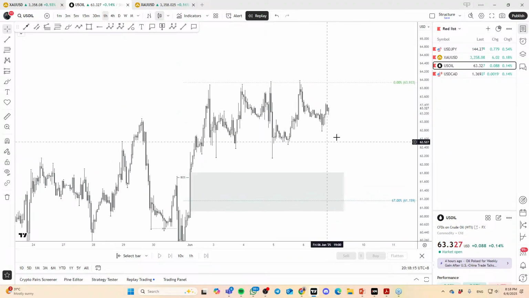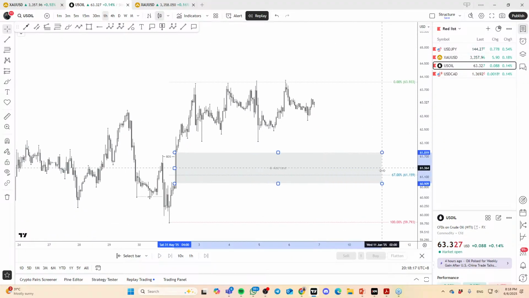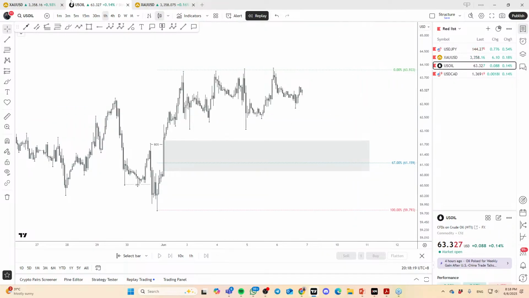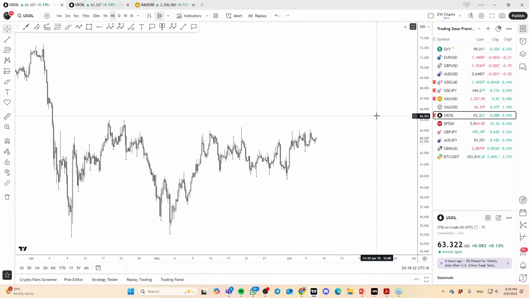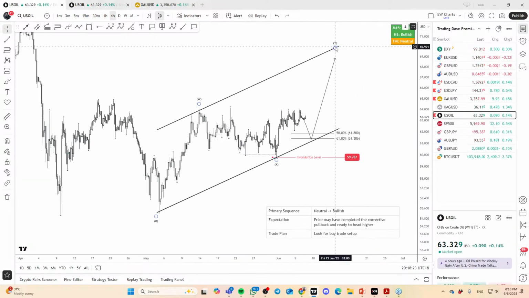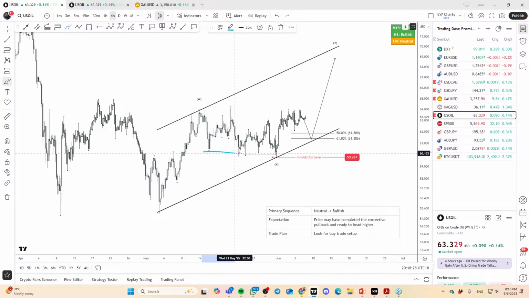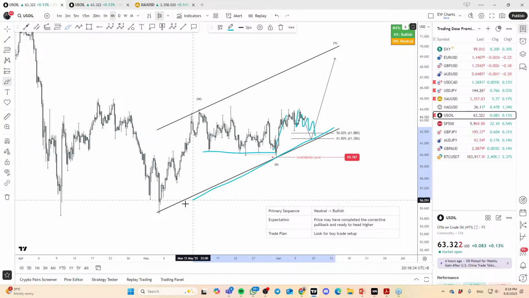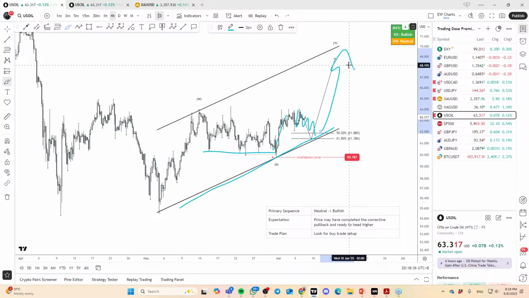Then we have crude oil. Crude oil over here is pretty similar to gold as well. Just to show you on a high time frame, we have a bullish channel. Price on the high time frame did a little bit of a liquidity sweep to the low, then pushed up. So if it gets a pullback here, of course we have that confluence of the trend line. We'll be looking at upside.